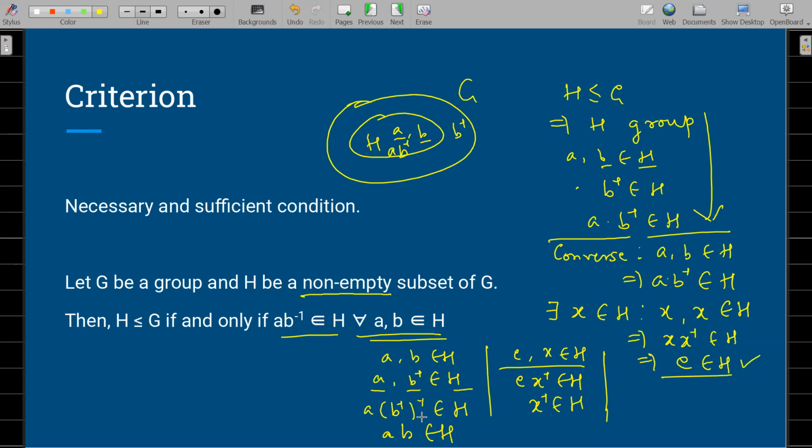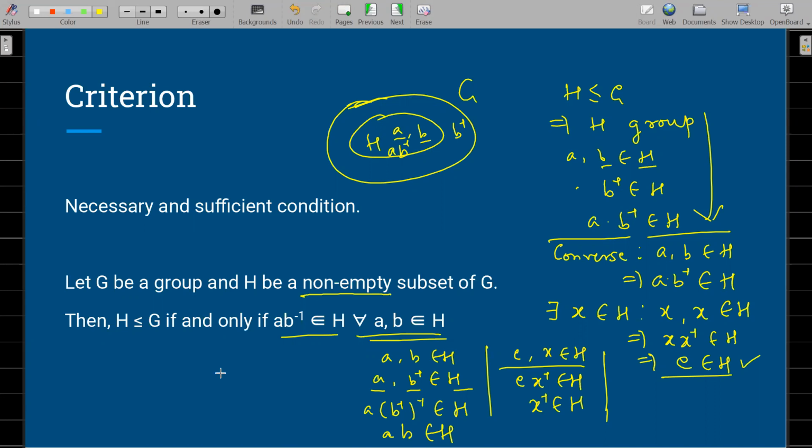H contains identity. For every element of H, the inverse again is inside H, and associativity follows. I don't have to prove it. They are all inside G, so associativity follows from that in G, right? So which means H is itself a group. So is that fine? So this is the criterion for showing something is a subgroup.